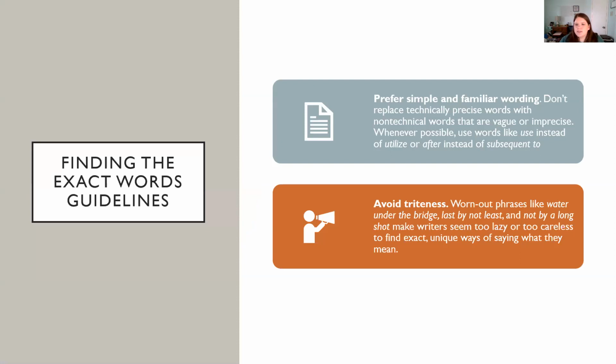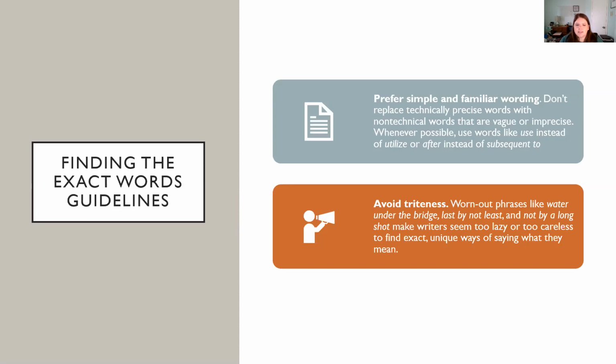So step one in this, prefer simple and familiar wording. Don't replace technically precise words with non-technical words that are vague or imprecise. So with this, you want to make sure that people understand exactly what it is that you're trying to say by using terms that they're going to understand, that describe what it is that you want them to know. So if there's a specific name for something, use that name.